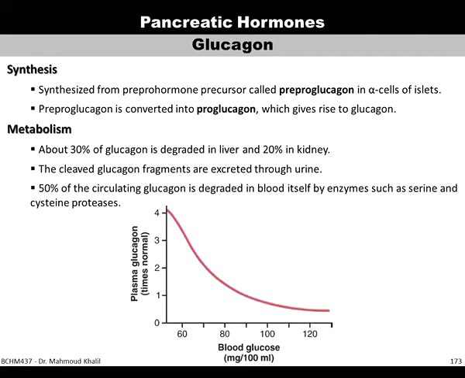So you can see that 50% of the circulating glucagon is degraded in the blood itself by enzymes such as serine and cysteine proteases. And you can see here that the plasma concentration of glucagon is inversely proportional to the blood glucose level. The blood glucose level decreases with increasing concentration of the plasma glucagon.